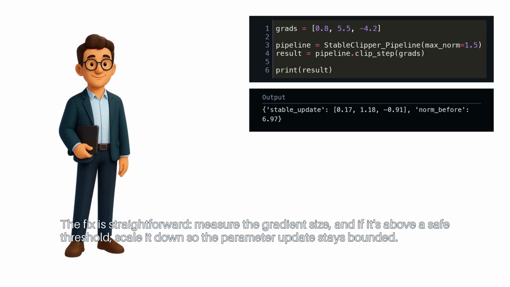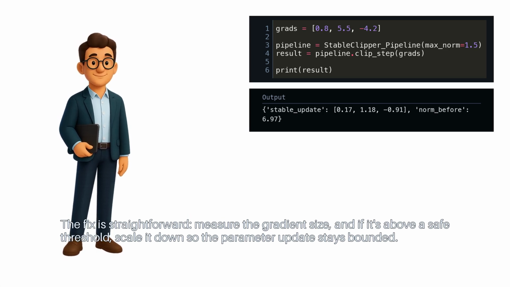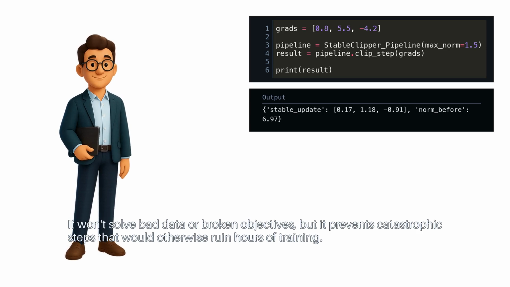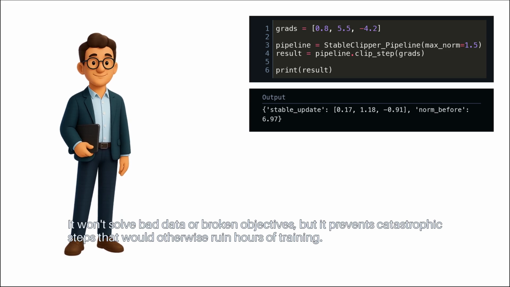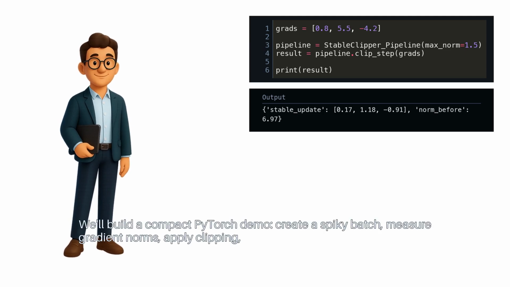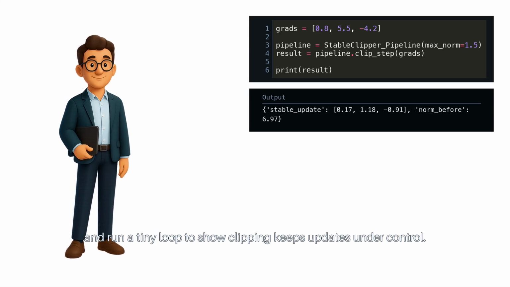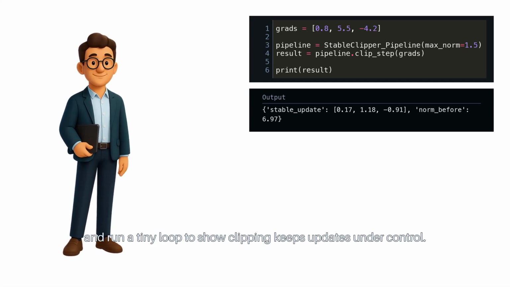The fix is straightforward. Measure the gradient size, and if it's above a safe threshold, scale it down so the parameter update stays bounded. It won't solve bad data or broken objectives, but it prevents catastrophic steps that would otherwise ruin hours of training. We'll build a compact PyTorch demo, create a spiky batch, measure gradient norms, apply clipping, and run a tiny loop to show clipping keeps updates under control.